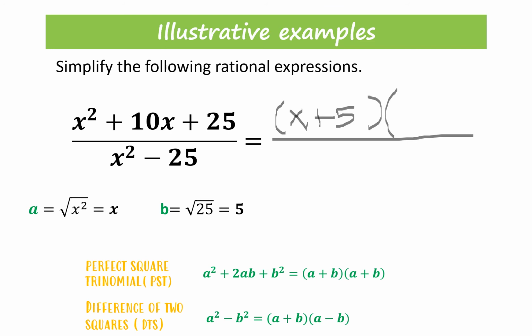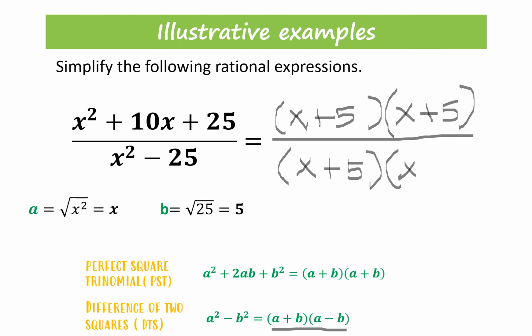Okay. And then, same lang sila. So, x plus 5. And for the denominator, we will use this formula. So, pinagkaiba lang, first is plus, the other one is minus. Or pwede rin naman magkabaliktad. So, x plus 5 because they have the same value for a and b. And then x minus 5.